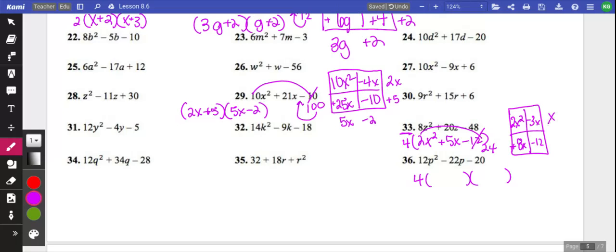So these have in common x. These have in common 4. These have in common 2x. And the last ones have in common negative 3.